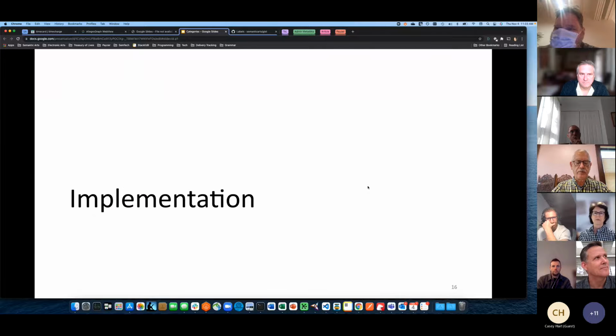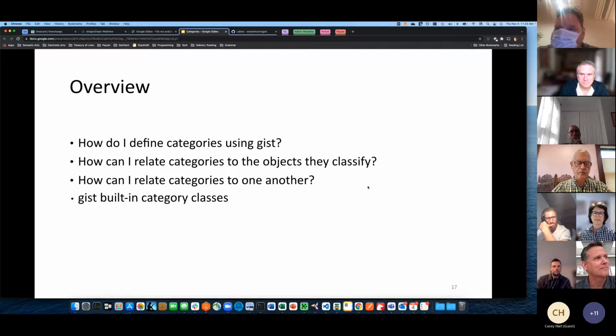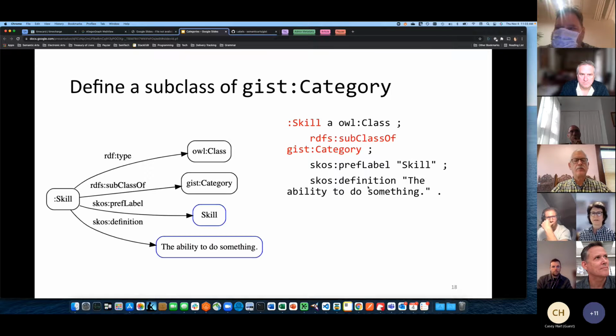Okay, let's see. So we're going into implementation. How do I do this in GIST? So we have this class, GIST category, and I start by defining a subclass. I would generally define a subclass of GIST category. It's not very useful to just say I have a whole bunch of things in their categories. So we would start out by defining a subclass of GIST category. And in this case, I have a class called skill.